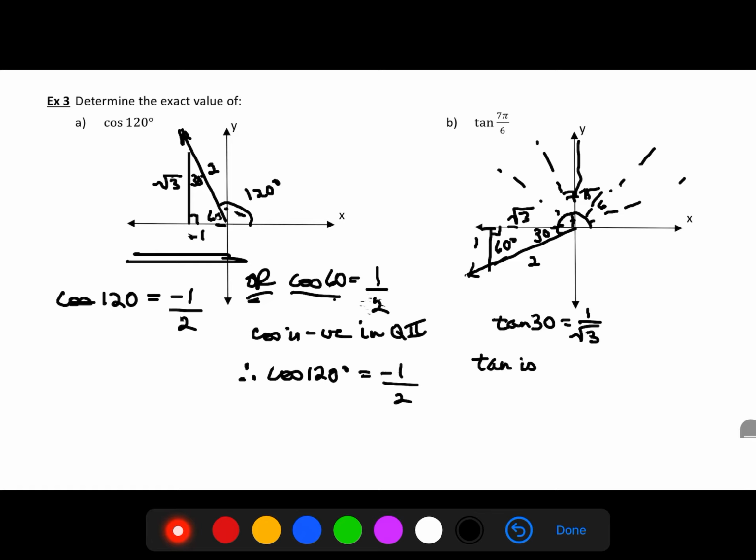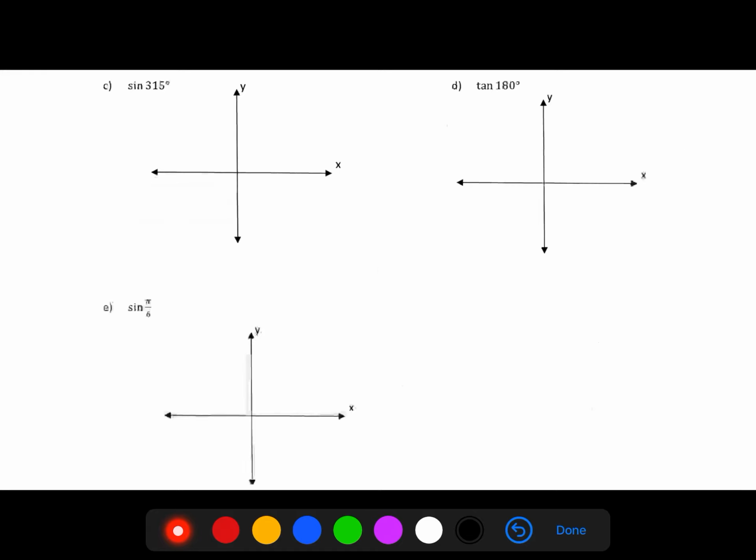Tan, though, is positive in quadrant 3. The CAST rule tells us, again, C-A-S-T, tan is positive. So we know that 7 pi over 6 has the same tan ratio, also positive 1 over root 3.